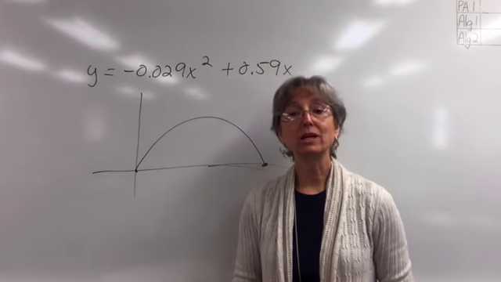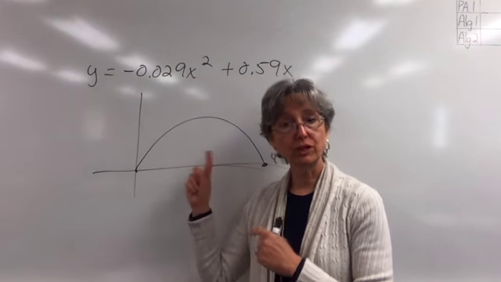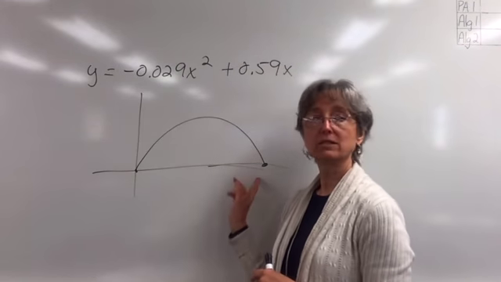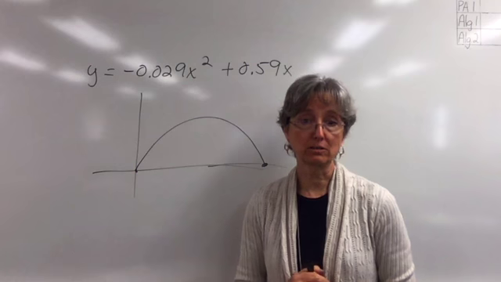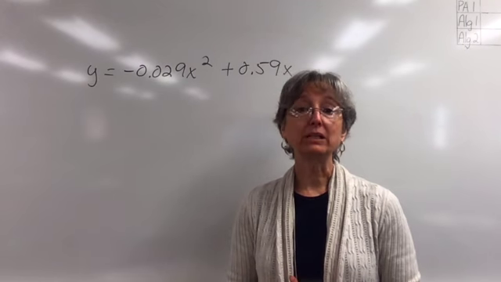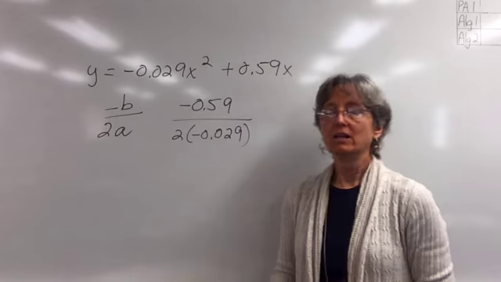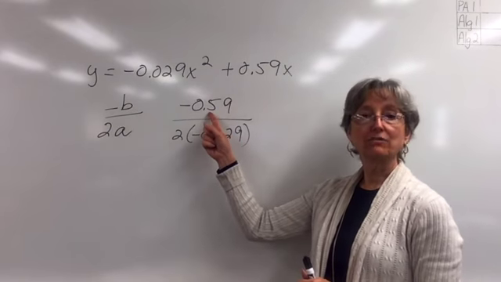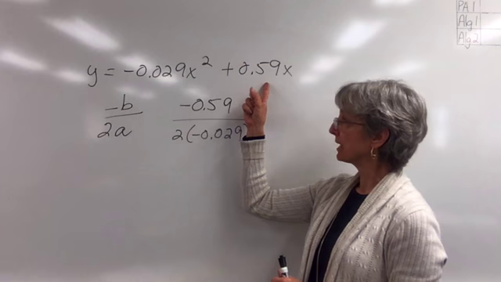All right. So let me show you the steps to figure out how far this frog jumped and how high this frog jumped. My first step would be to find negative b over 2a. So negative b is negative 0.59 because that's my b.